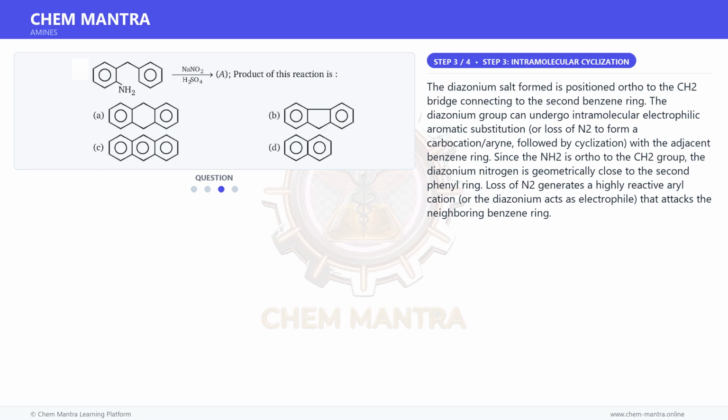Moving on to the next step. The diazonium salt formed is positioned ortho to the CH2 bridge connecting to the second benzene ring. The diazonium group can undergo intramolecular electrophilic aromatic substitution or loss of N2 to form a carbocation, an aryl cation, followed by cyclization with the adjacent benzene ring.